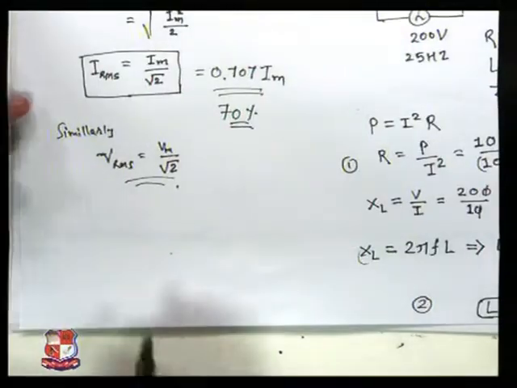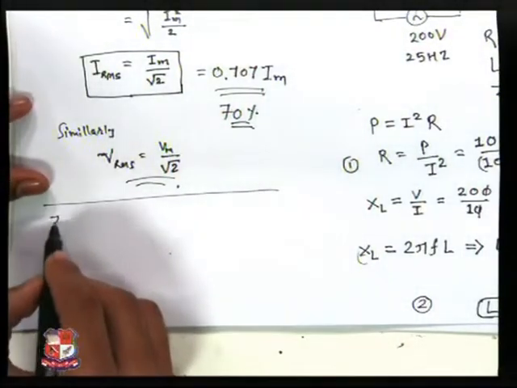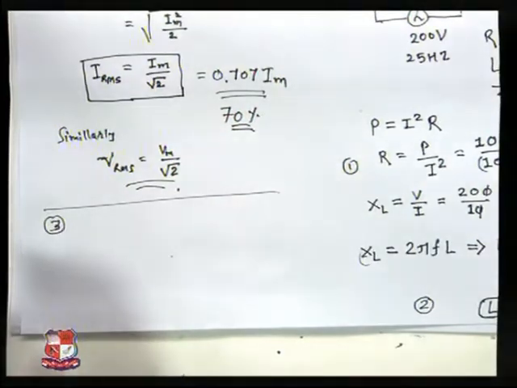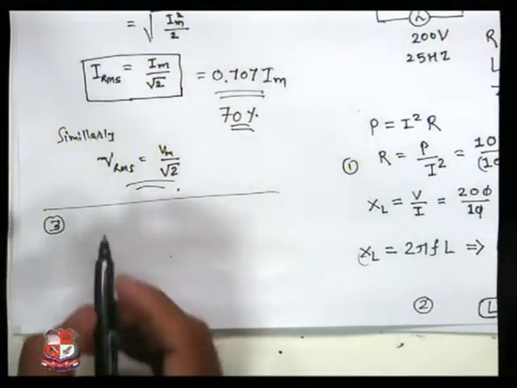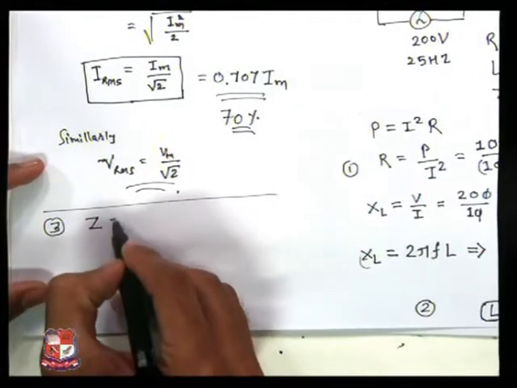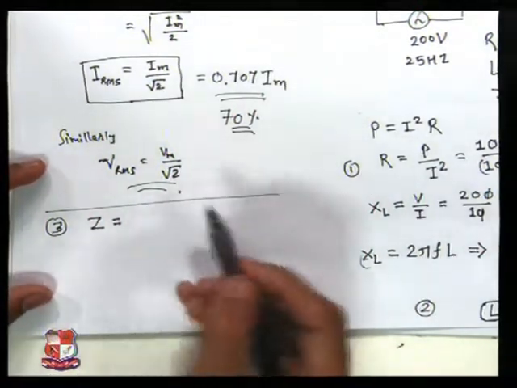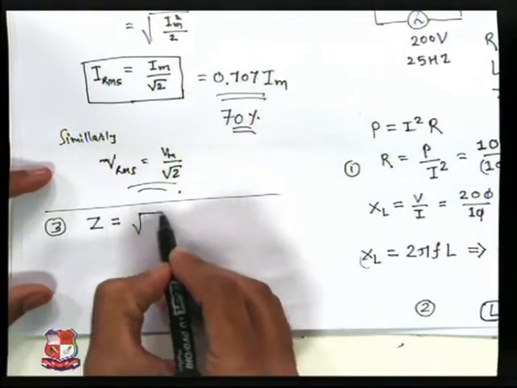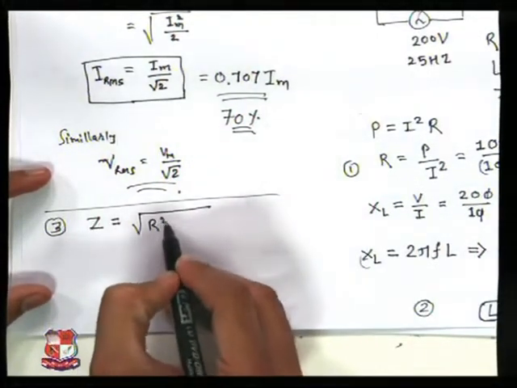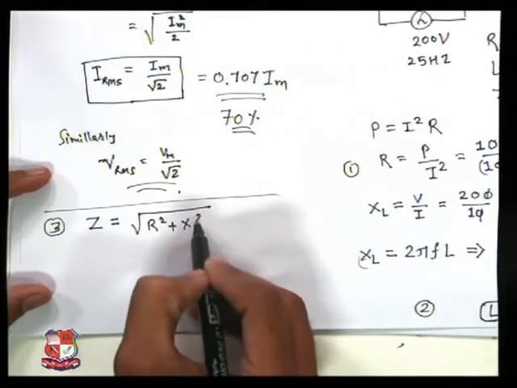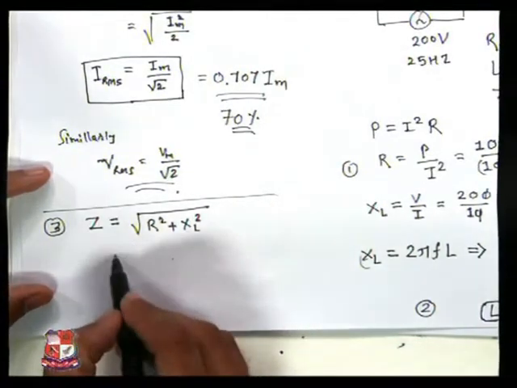Now for the third answer, we have to find out the impedance. So it is a simple RL circuit. So Z is the square root of R square plus XL square.